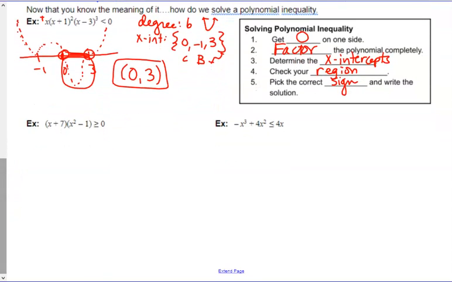Okay? Let's try the next one. We have 0 on one side. We have to factor the polynomial completely. Notice I have a power of 2 on the inside this time. Up here, we had powers of 1, and I forgot to check that piece. But we have a power of 2 in here. So can I go further with this binomial? Well, it is a difference of perfect squares. Therefore, the answer is yes. I can factor that one more step.